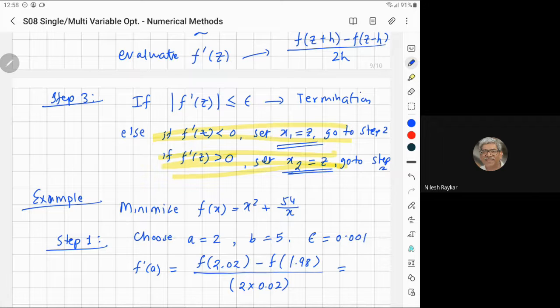As you can see, in the previous methods the advantage was that you had to calculate only function values. Here, in order to calculate one derivative value, you have to evaluate the function twice. So it is computationally a more intensive method. If you substitute these values, you expect this number to be negative, and it happens to be negative. This value turns out to be minus 9.501.